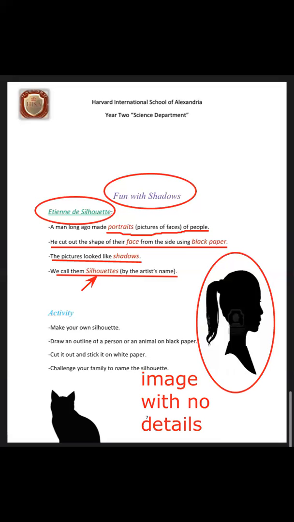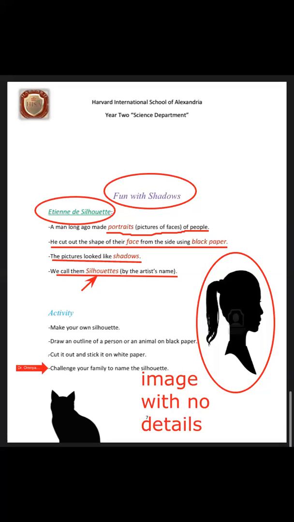Okay, remember, have black paper. You're going to do only an outline on a paper. You're going to cut the black paper with no details. Okay, let's go one by one in the activity. Make your own silhouette. Draw an outline of a person or an animal on black paper. Cut it out and stick it on white paper.